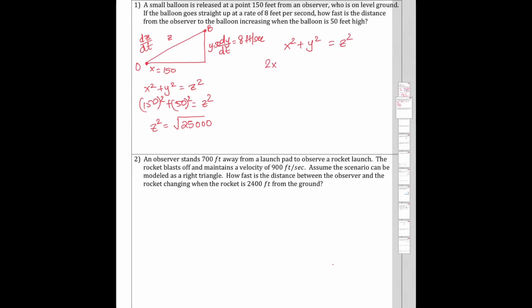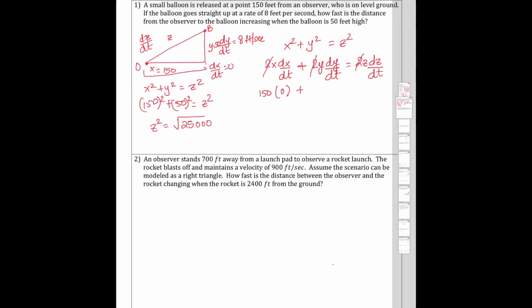So I have this equation, x squared plus y squared equals z squared. I'm going to take the derivative of it, so it's going to be 2x dx/dt plus 2y dy/dt equals 2z dz/dt. The 2's actually cancel out as we saw in the last question, and all I need to do is substitute in. So x is what? My x is 150, but I don't know my dx/dt. Think about it. That was your observer, and this is where the balloon was released. Would this distance ever change? It's not going to change, so my dx/dt would be what?